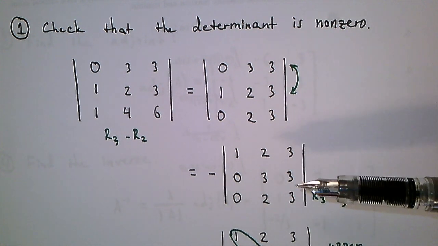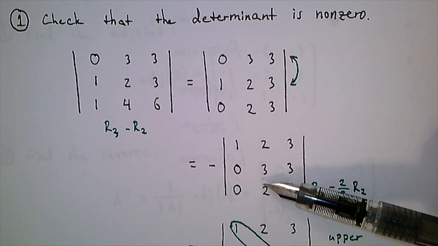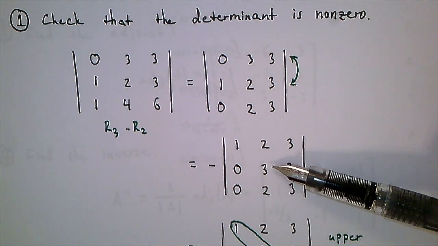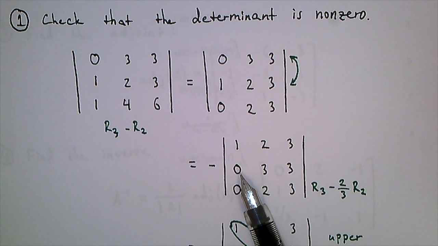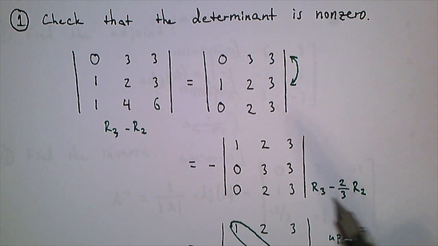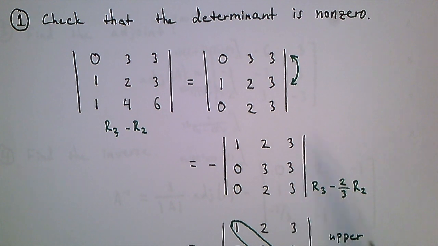In order to create an upper triangular matrix here, I'll have to get rid of this 2. The way to do that is to use row 2, because there's a 0 here. When we add or subtract a multiple from row 3, we won't change this 0. So I want to use this 3 to eliminate the 2 in this entry. So we'll take row 3 and subtract off 2/3 of row 2.